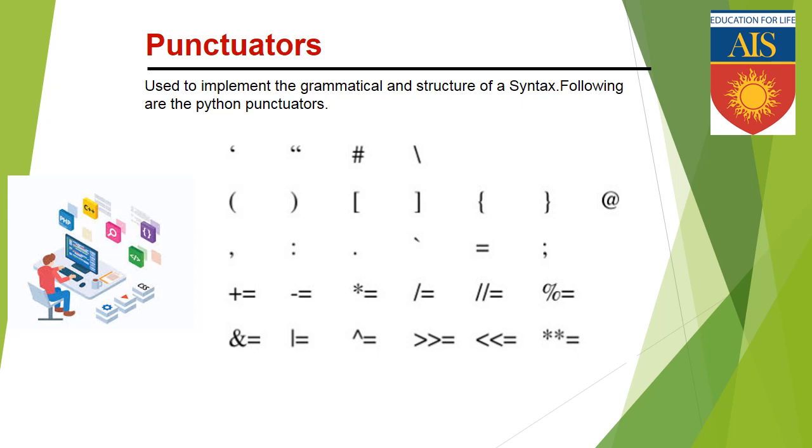Now the punctuator. Punctuators are used to implement the grammatical structure of a syntax. Following are the Python punctuators: comma, inverted comma, double inverted comma, slash, bracket, equal, plus, double equal, etc.